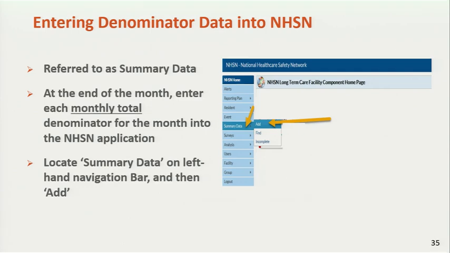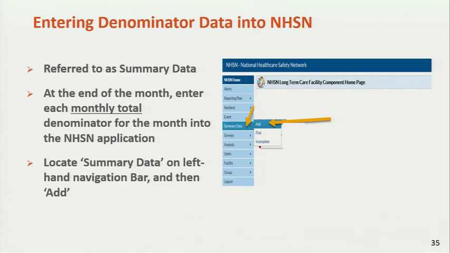This is very important. Denominators are reported after the end of the month, and best practice is to enter these data within 30 days of the close of the month. So for the end of March, the best practice would be to enter the March denominator data by the end of April. NHSN does not have steadfast rules that say you have to enter by a specific time period, but if you go too long, then likely it's going to fall off your radar, or you may lose or forget some of the data that need to be entered.